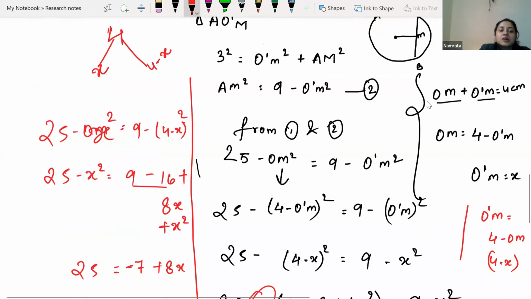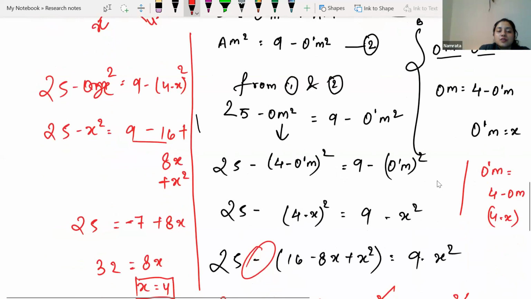So similarly, I have taken OM as x centimeter. The remaining, that is O'M, became 4 minus x. Okay. And once we are solving it, just focus on the red part. Once we are solving it, that is (5 minus x) square is equal to 9. And here we are expanding it.